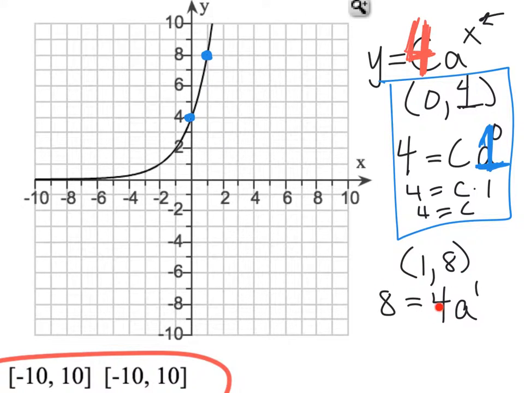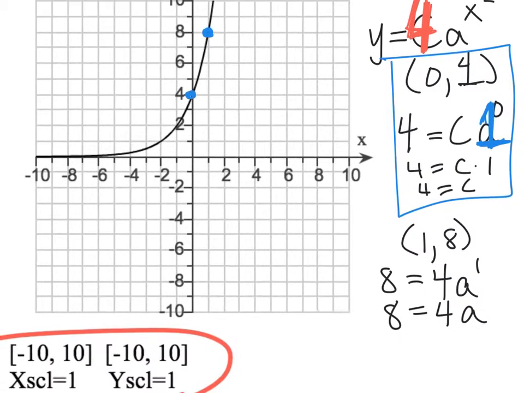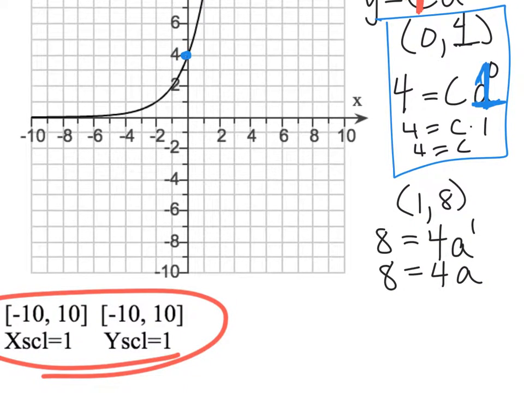And so, let's see. Well, a to the first power is a. And so this is saying 4 times something is equal to 8. Well, what does that mean a is? Well, that means a has to be 2. A has to be 2.